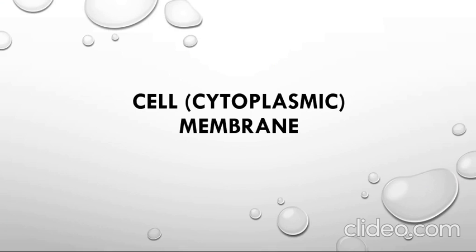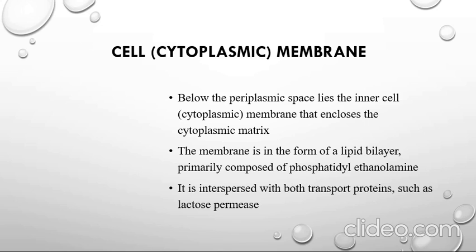In the previous lecture, we studied E. coli, their importance in industry, the periplasmic space, and that of peptidoglycan. Now moving further toward the inside of the E. coli cell, the next barrier is the cytoplasmic membrane or cell membrane.